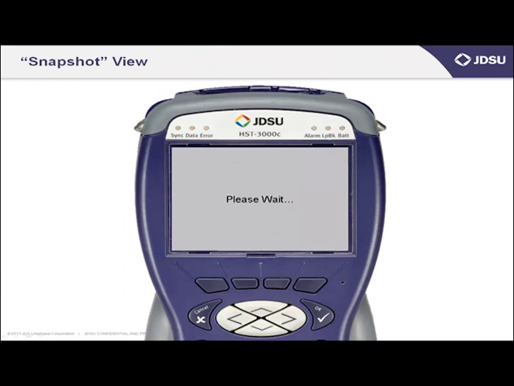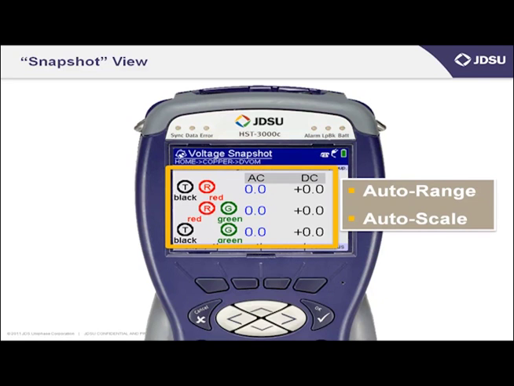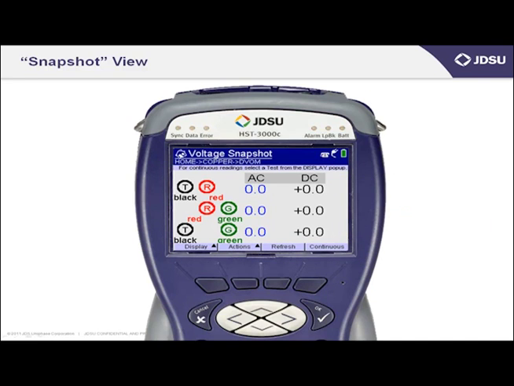After accessing DVOM, the screen presents a snapshot digital display to test AC and DC voltage. The intent here is safety first. Always check for the presence of both hazardous AC and DC, even if you're not expecting to find it. You'll find on the screen 6 separate measurements, auto-ranging and auto-scaling for AC and DC voltage.